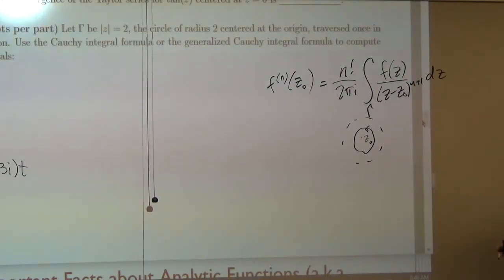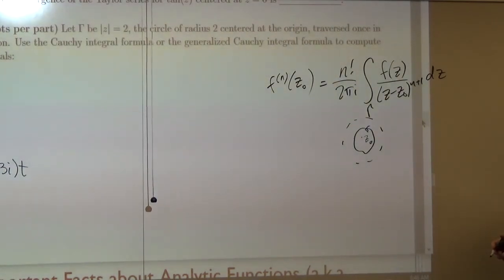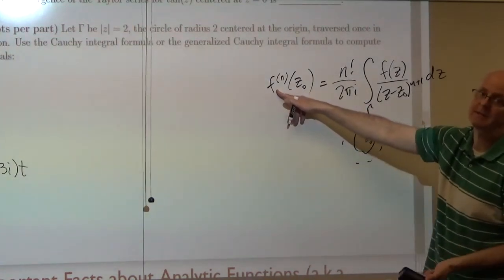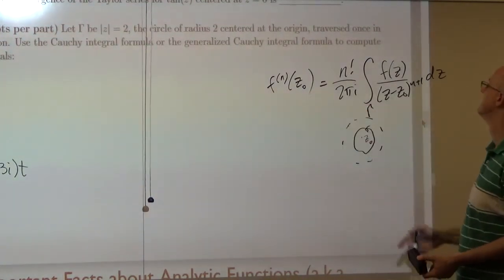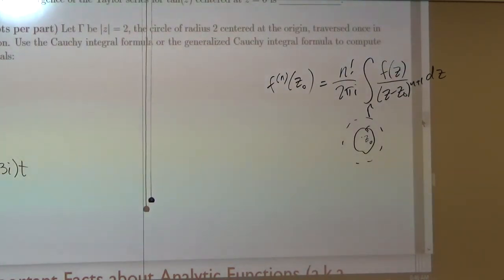You can use this formula to evaluate integrals if you divide both sides by n factorial and multiply both sides by 2 pi i. We typically apply this in the case where n was 0 or 1. When n is 0, that's the 0th derivative, which means it's the function itself. 0 factorial is 1, so you'd get a 1 there. That's the ordinary Cauchy integral formula. This is the generalized one. You need the generalized one for the second one.